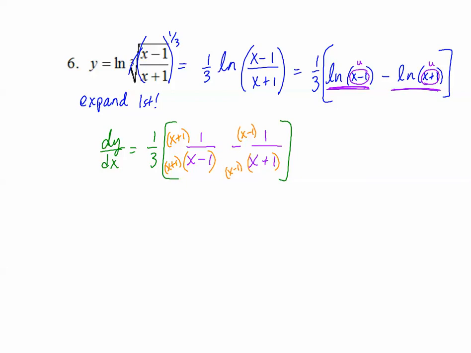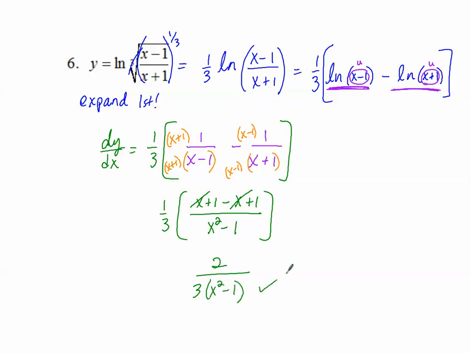We have x plus 1 minus x minus 1, and minus a negative 1 makes plus 1. So there's what we have in our numerator over x plus 1, x minus 1 turns into the difference of squares, x squared minus 1. Looks good. Don't forget about our coefficient, 1/3, and let's take it a step further. X minus x, 2 1s make 2, so we've got 2 over 3 times x squared minus 1. That looks pretty cleaned up to me.